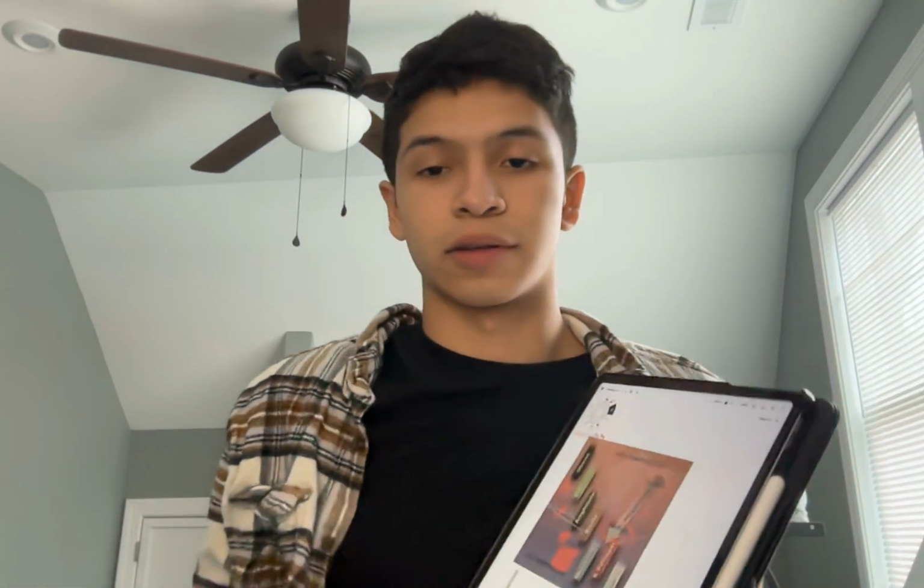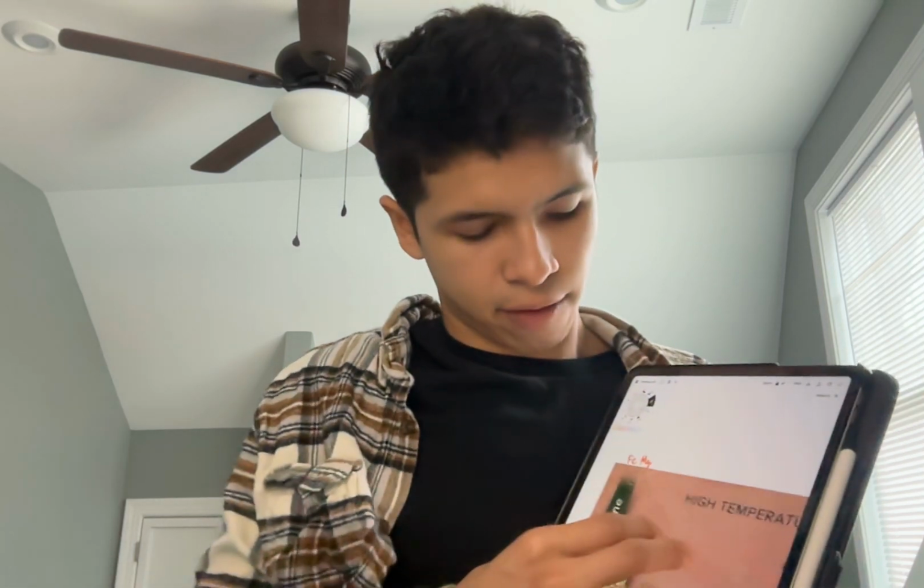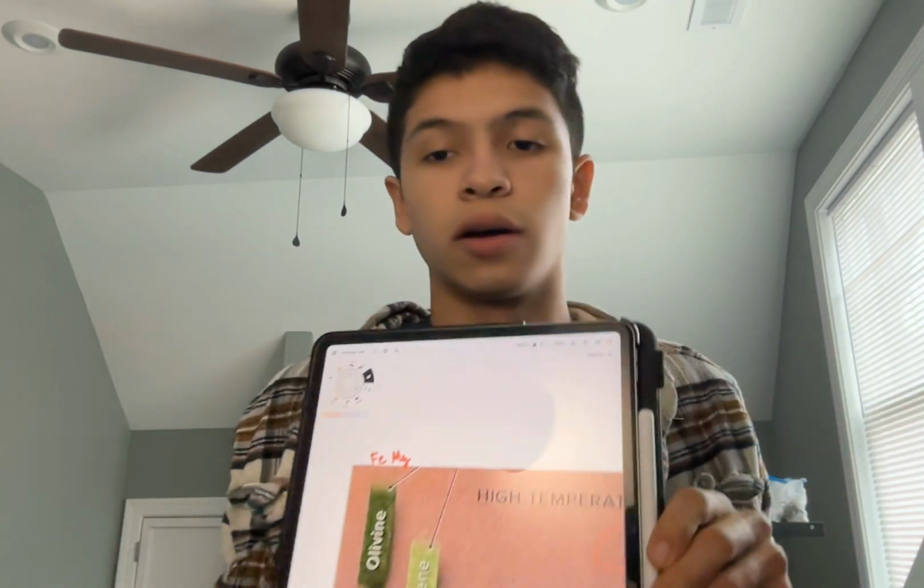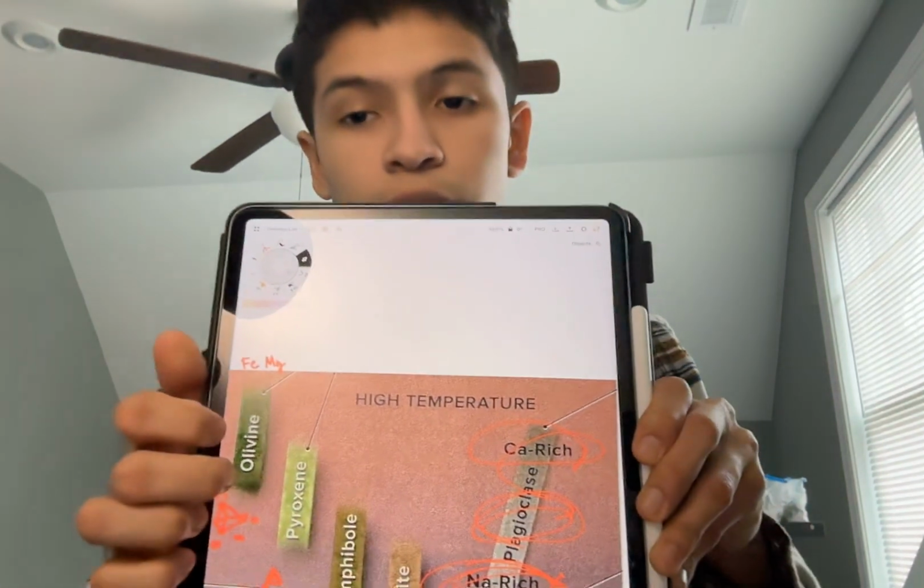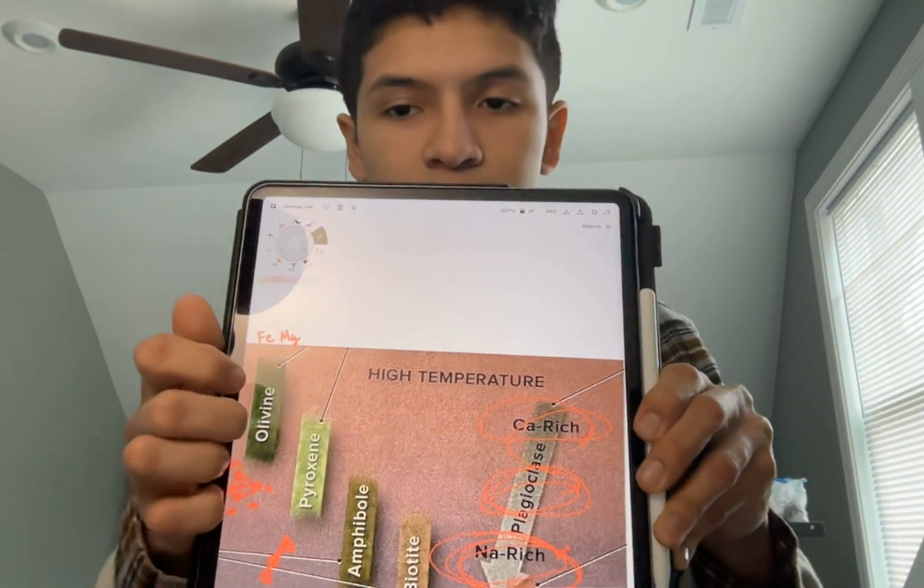I have this diagram, and I will also be presenting two rocks, which will help illustrate some of the minerals that form during the Bowen reaction series. So, as we direct ourselves to this diagram on my tablet, here we have our ultramafic rocks that form. So here will be olivine.